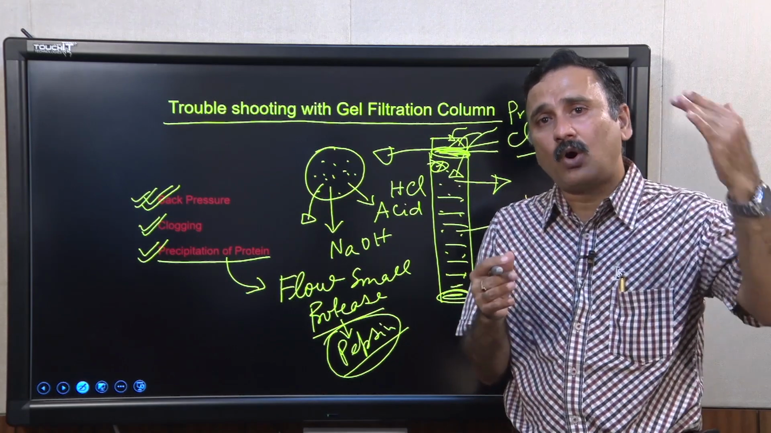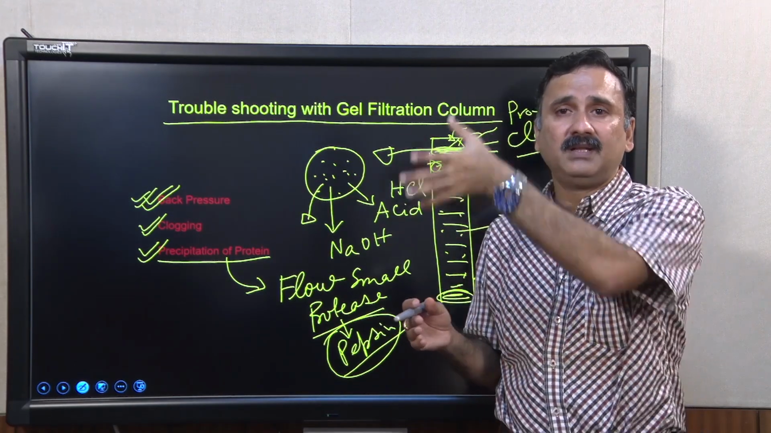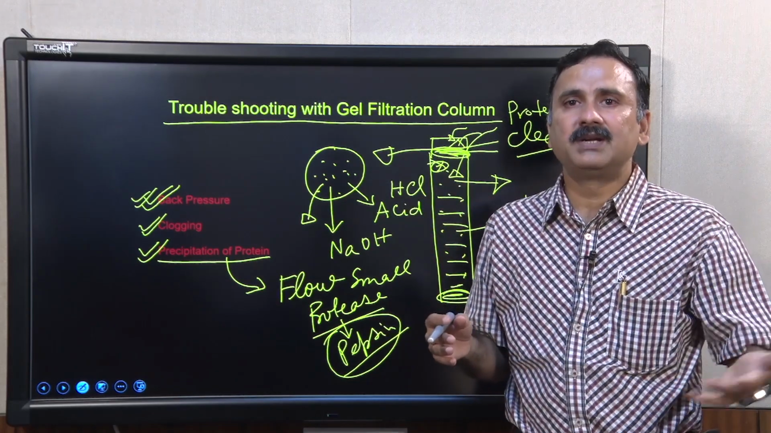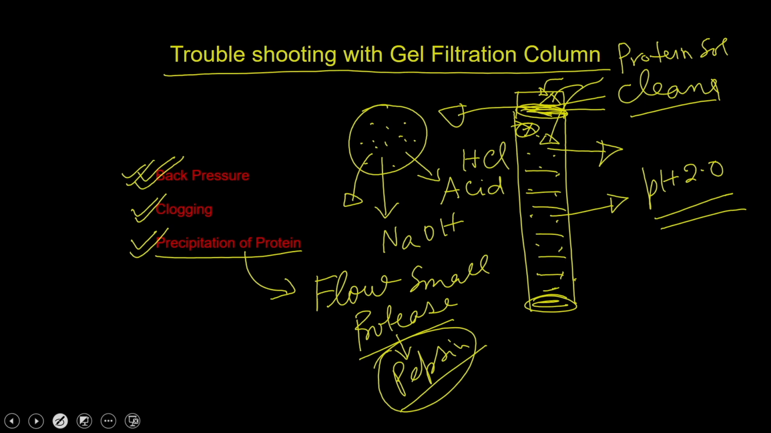So, it will degrade all the proteins that are stuck or present in the different parts of the column, and that is how it is actually going to remove these precipitated proteins, irrespective of whether you have the back pressure problem, you have the clogging, or you have the precipitation of the proteins, and you are either working with the filters or you are doing the protease treatments.